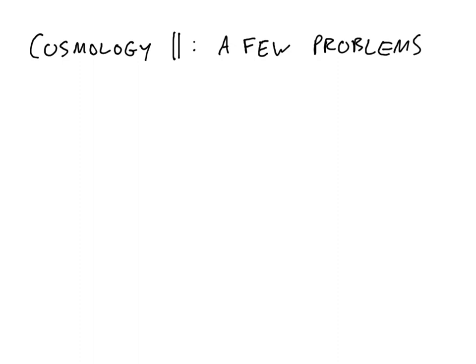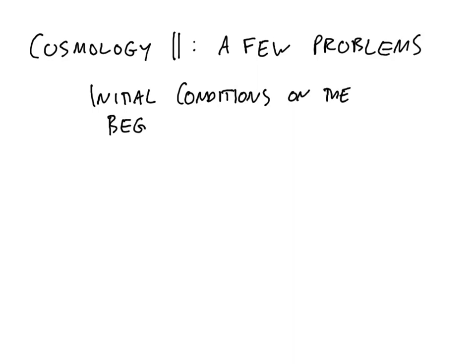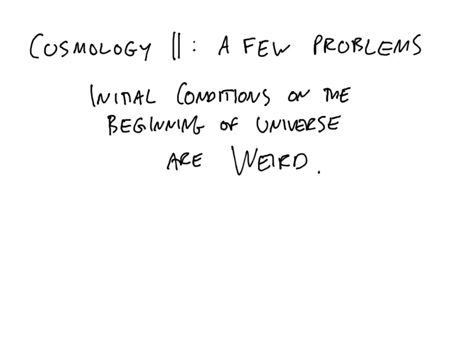To explain in what way that story is incomplete, I'm going to tell you about some problems with that model. Basically, the problems with that model have to do with initial conditions, okay? The initial conditions on the beginning of the universe in the model I just told you about are a little bit weird. And I'm going to explain what I mean when I say this word weird. So first, I'm going to start with something which is called the flatness problem.